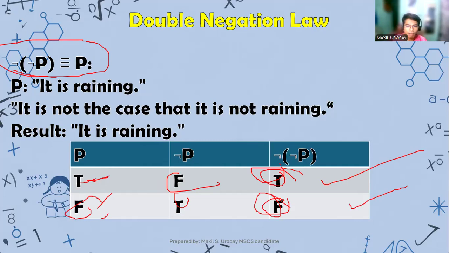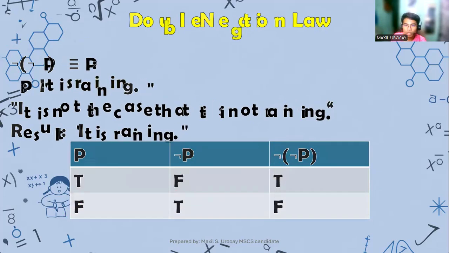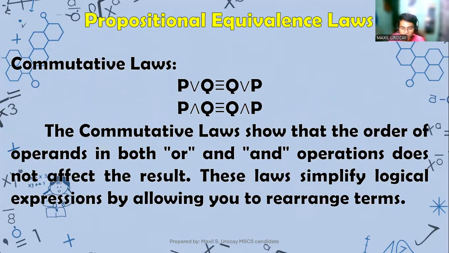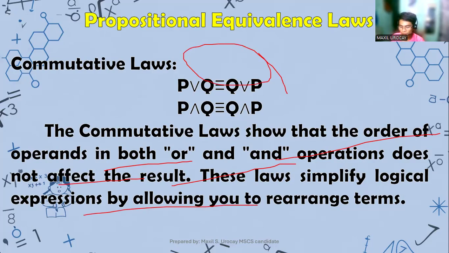Now, here then, let's proceed with the commutative law. Commutative law is definitely basic. So we have here for or and for and. So the commutative law shows that the order of operands in both or and and operations does not affect the result. This law simplifies logical expressions by allowing you to rearrange terms. So I'll begin to calculate that later so that we can work on with that.